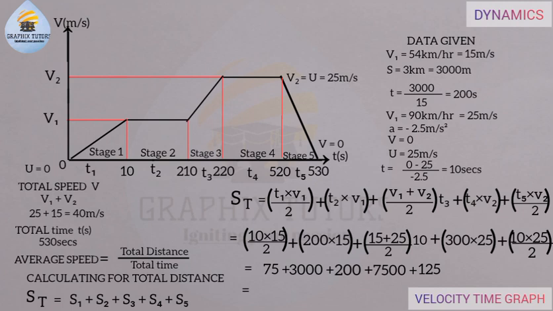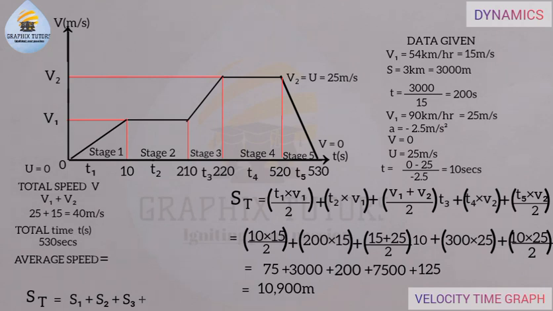Now when you add everything, the total distance traveled gives us 10,900 meters, right? So we'll now input this into our equation above. My average velocity will be the total distance over the time taken, that is 10,900 all over 530. And the average velocity will be 20.56 meters per second. So this is what we have here, right?